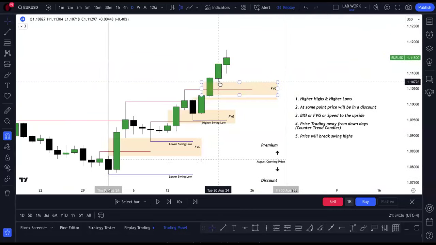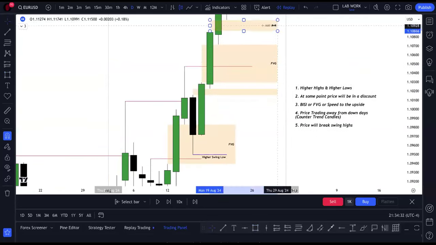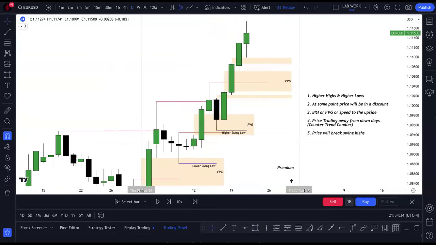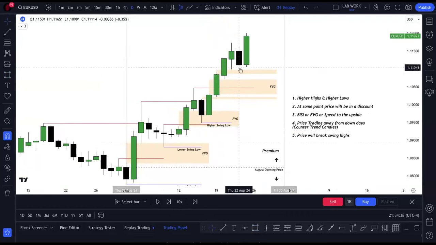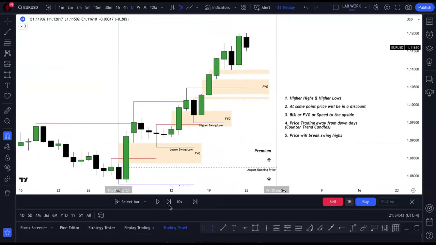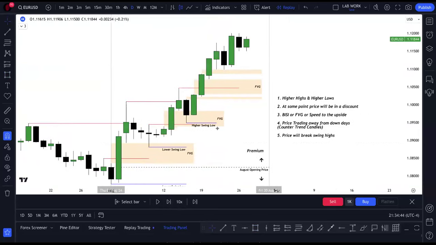Another fair value gap there. Another one here. Not every single one is going to be filled in. Another down candle. Look at that. Down candle. See you later. Down candle. Some type of up move though, right? Still an up move.